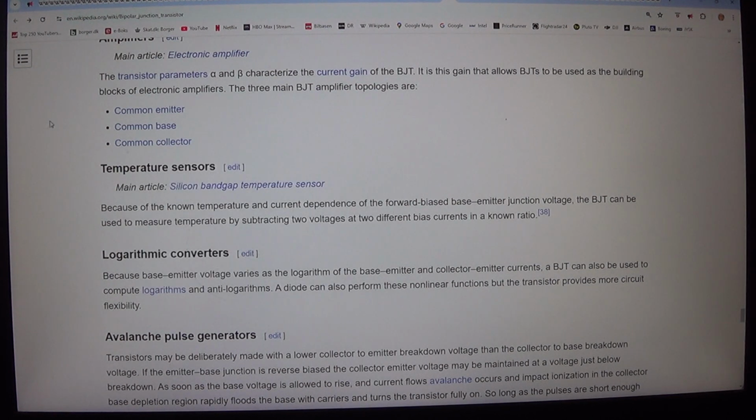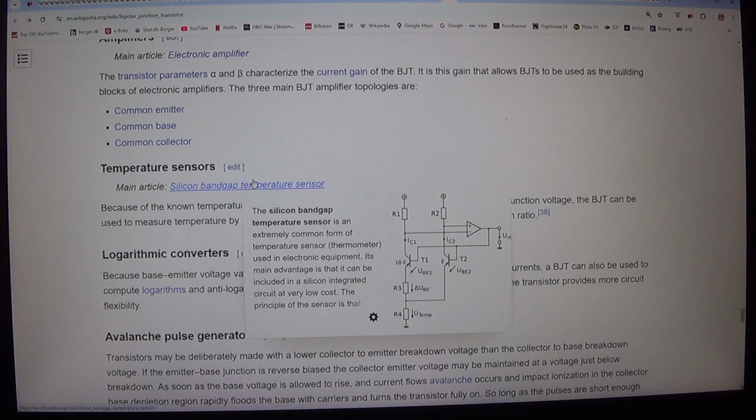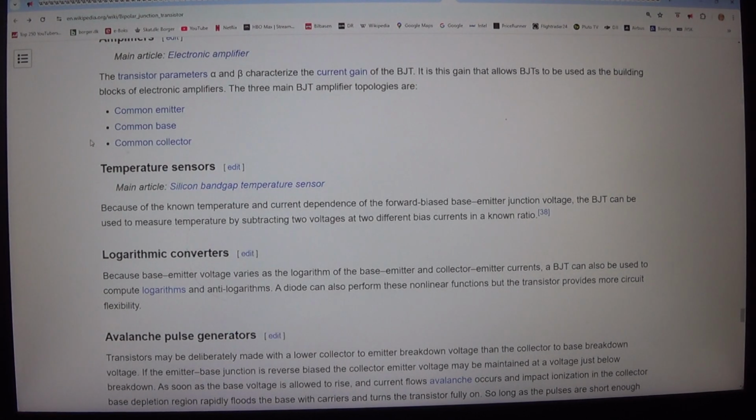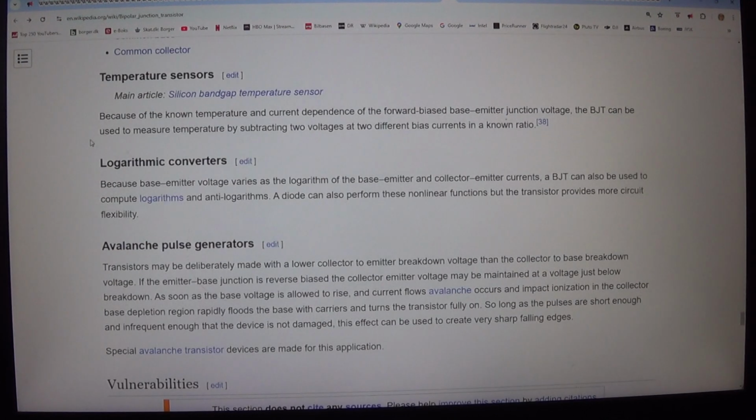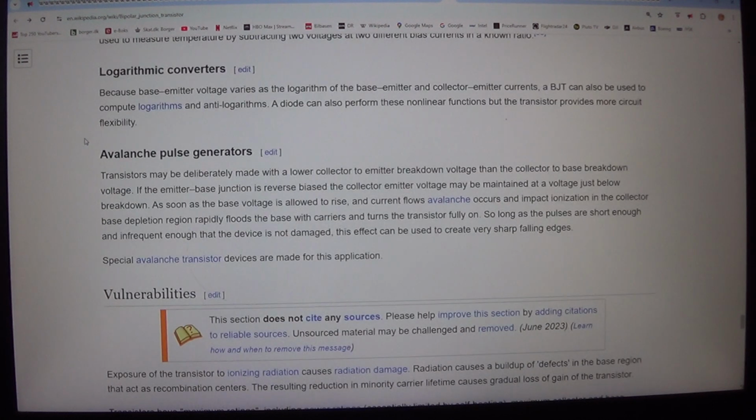Temperature sensors, edit. Main article, silicon bandgap temperature sensor. Because of the known temperature and current dependence of the forward-biased base-emitter junction voltage, the BJT can be used to measure temperature by subtracting two voltages at two different bias currents in a known ratio. Logarithmic converters, edit. Because base-emitter voltage varies as the logarithm of the base-emitter and collector-emitter currents, a BJT can also be used to compute logarithms and antilogarithms. A diode can also perform these nonlinear functions, but the transistor provides more circuit flexibility.